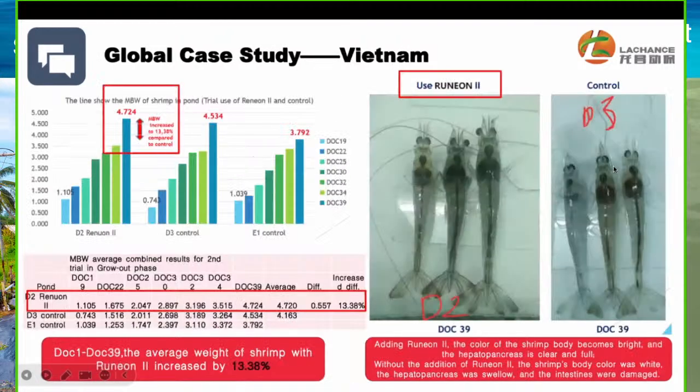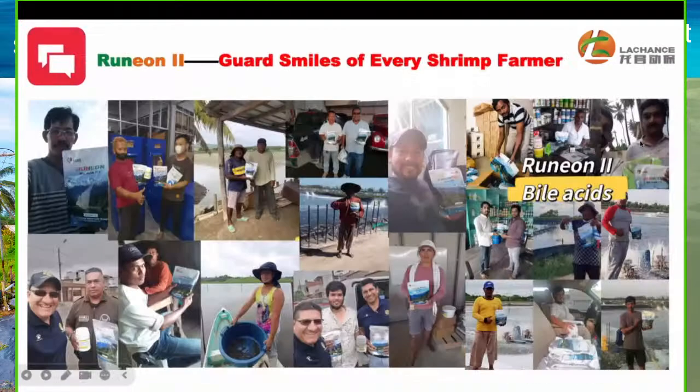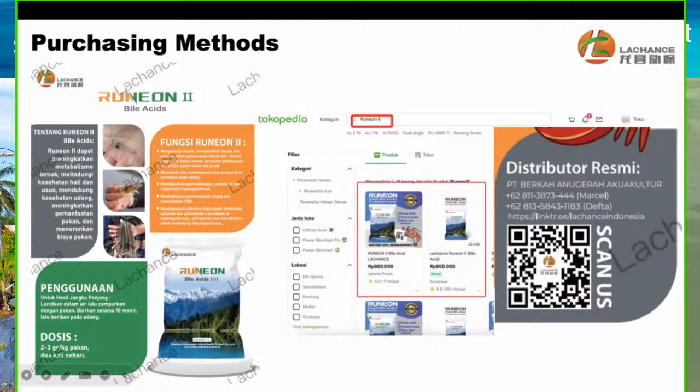And here is the experiment I shared just now. It's from Vietnam. With bioacids, you can see the shrimp condition is pretty good, and the ABW increased a lot. And you can see all these shrimp farmers with a smile. So I think our aim is not only to sell Renew 2. We hope Renew 2 bioacids can help us guard these smiles of every shrimp farmer all over the world. That's our aim.